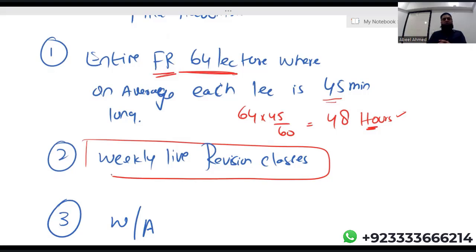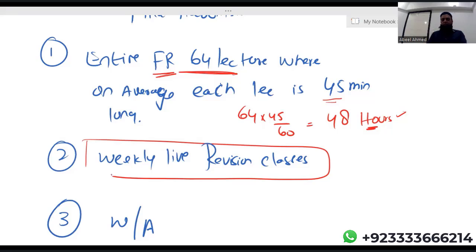Number one, in weekly live revision classes, we will be discussing all the important areas of FR, which are more important for the coming attempt. It does not mean to leave the rest of the areas. Second, in these classes, we are going to discuss the recent past paper as well. So weekly live revision classes have two objectives: to discuss the extremely important areas of FR, plus to discuss the recent past paper with you.